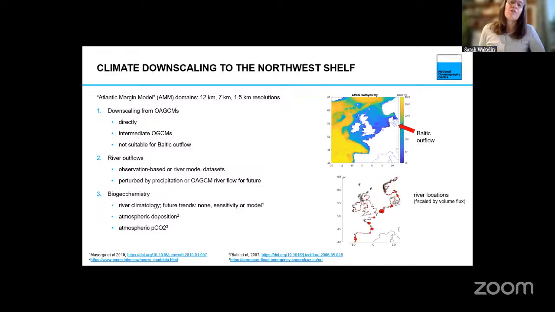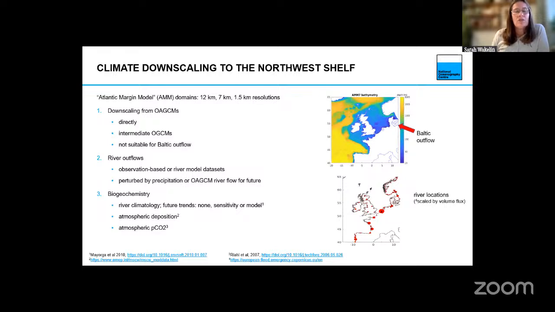So much of the coast has rivers. Basically the whole coast has rivers. These are the main river locations, with the size of the symbol scaled by the volume flux. You can see there's also quite a lot of variability in where the rivers are.